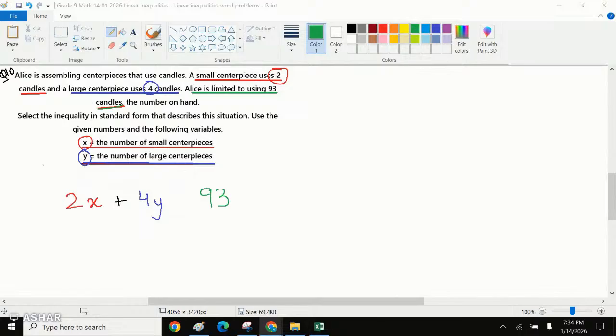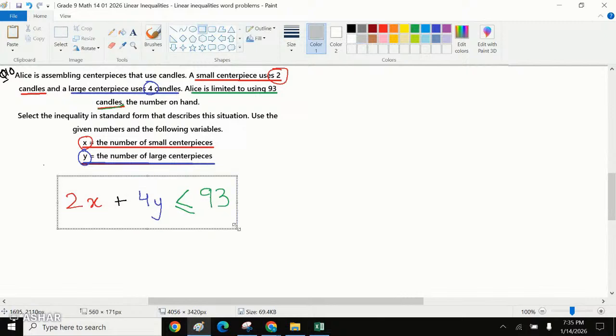Alice is limited to using 93. That means she can use 93. That means it can be equal or anything less than 93, right? That means the number of candles used to make small centerpieces plus the number of candles used to make larger centerpieces can be equal to 93 or they should be less than 93. Okay. So this is how we create an inequality.